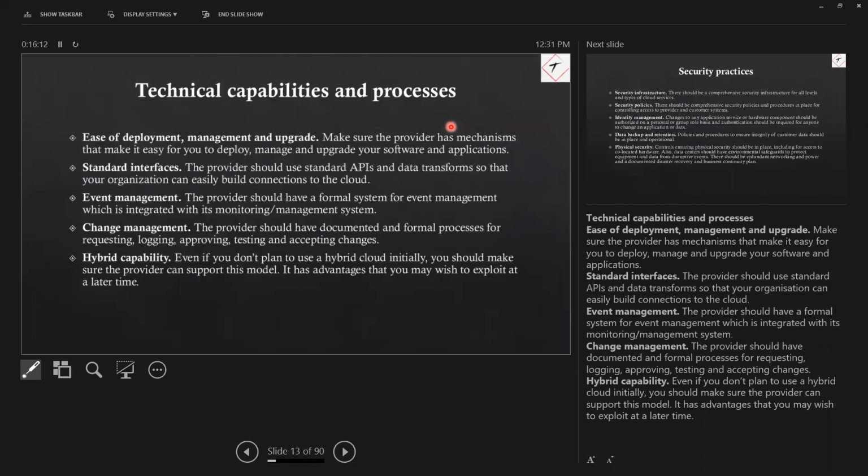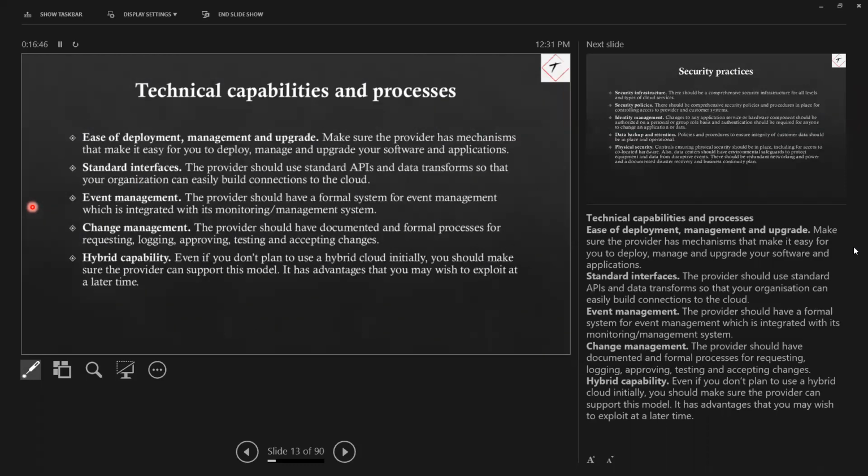In terms of technical capability and process, how easy is it for you to deploy, manage, and upgrade? What are the interfaces they provide in terms of, let's say, integration, monitoring and management? How do they handle event management? And in terms of logging requests, approving, testing, and accepting changes. This is something we need to consider as well.